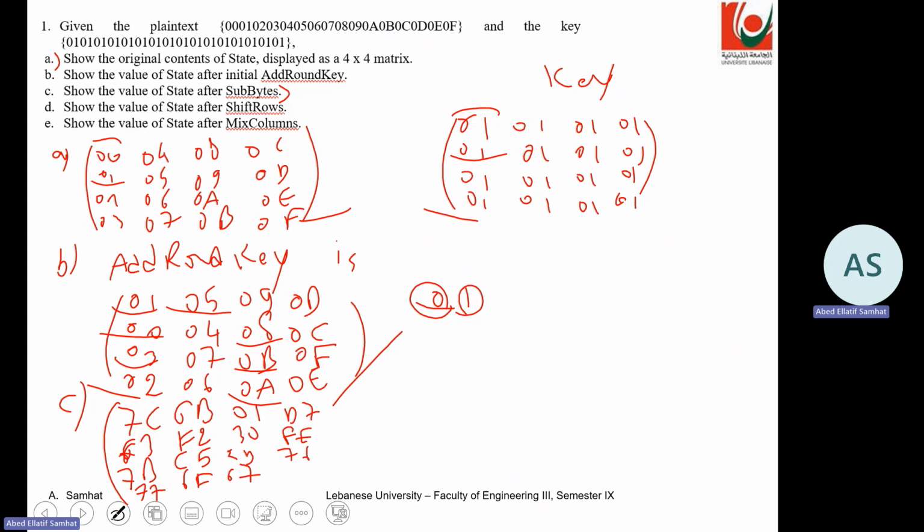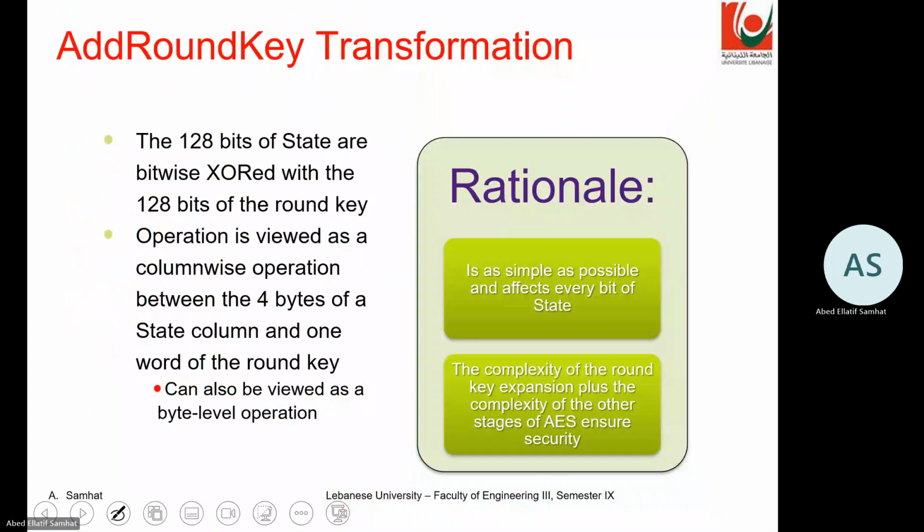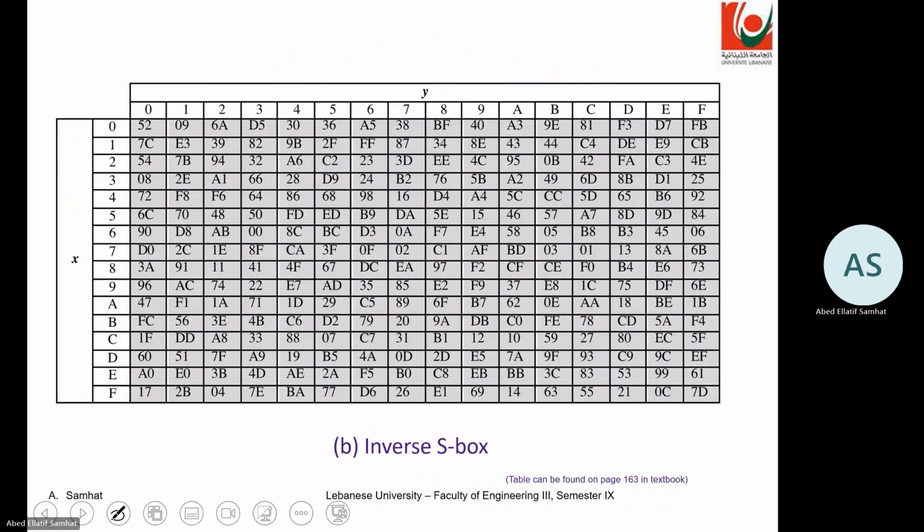And for 0E, let's see together. For 0E, this is 0, and this is E. For 0E, it will be D7.